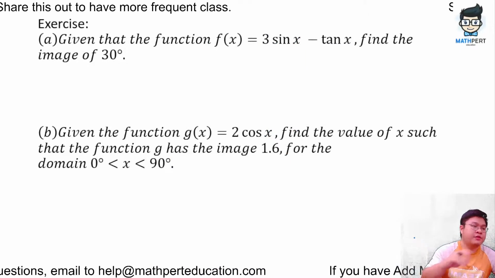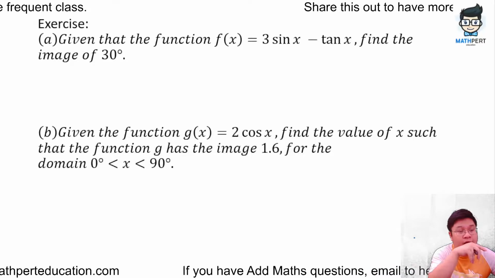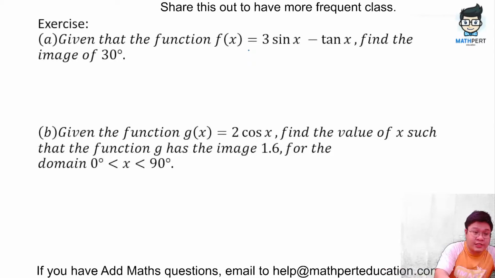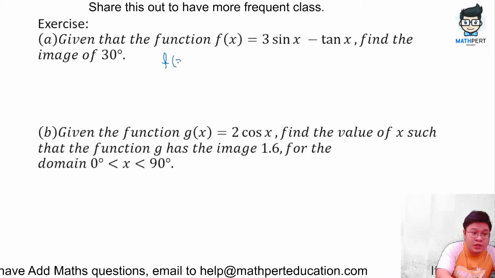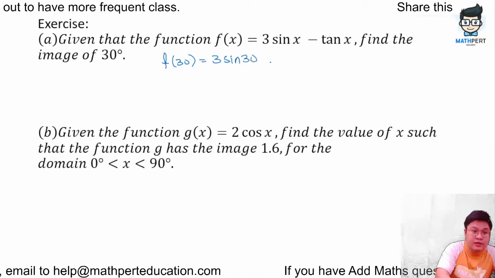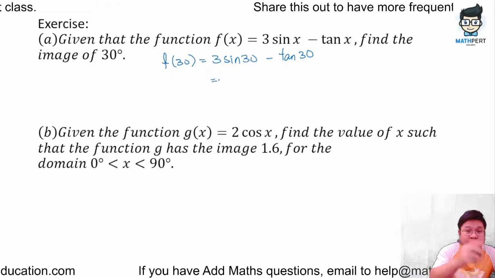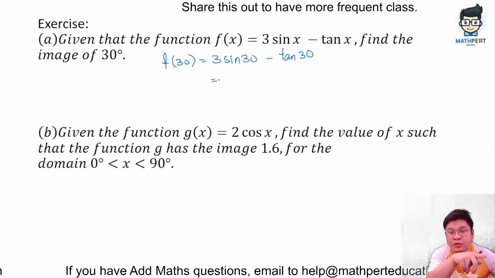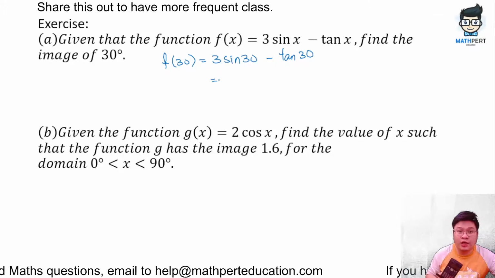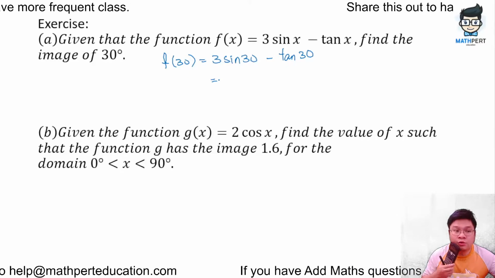Next one. Given that this is a function, find the image of 30 degrees. How do we find the image of 30 degrees? f(x) equals this, so we substitute 30 into x: 3 sine 30 minus tangent 30. Bear in mind that this is in degrees. When you are using a calculator to calculate this, make sure it is in degree mode, not radian. If you put it in radian, you will get the wrong answer.